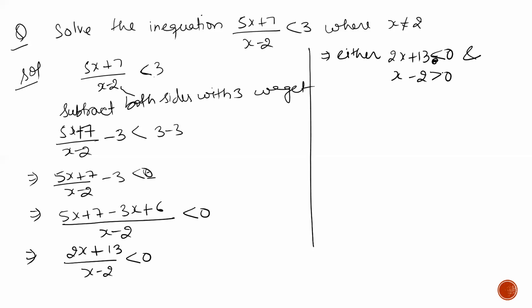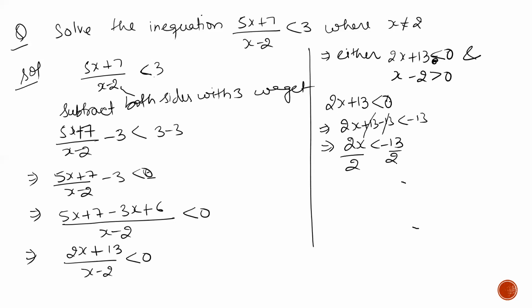Or we have one more option where 2x + 13 is greater than 0 and x - 2 is less than 0. So we'll solve it both ways. First case, when 2x + 13 is less than 0 and x - 2 is greater than 0. In that case, 2x + 13 < 0, which implies 2x + 13 - 13 < -13. I hope you're clear now. We are just solving both sides the same way. So this gets cancelled. 2x is less than -13, dividing both sides by 2, we get x < -13/2.